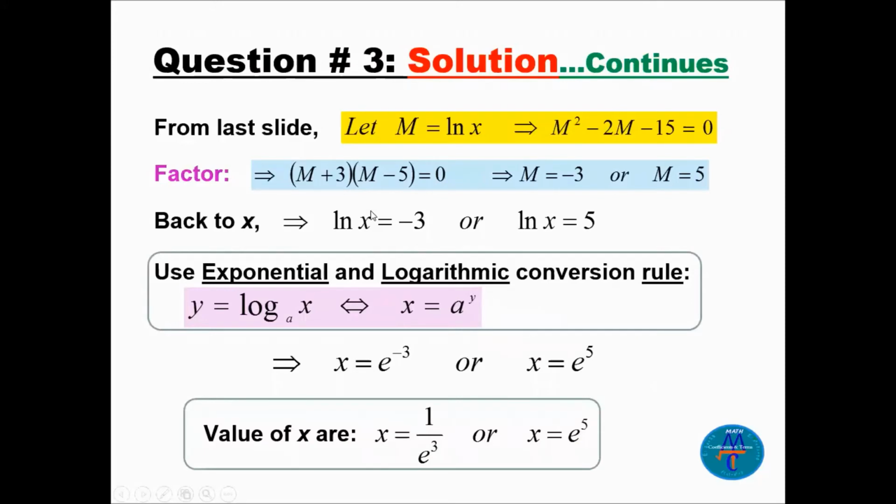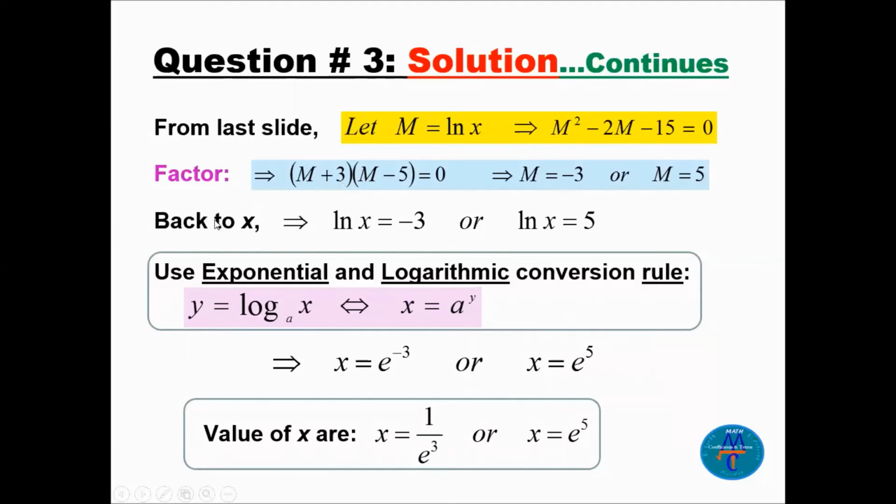Now, we can factor this: (m plus 3) times (m minus 5), because when you multiply 3 and minus 5 you get minus 15. When you add them, you get minus 2. So m will be minus 3 or m will be 5.